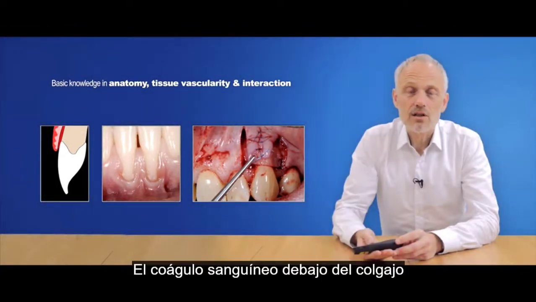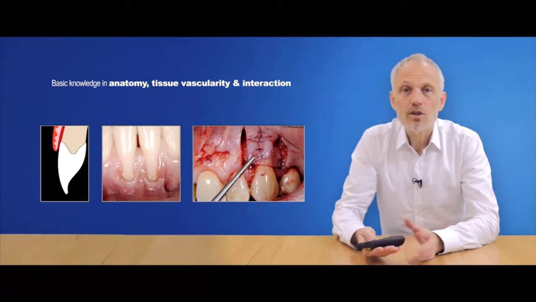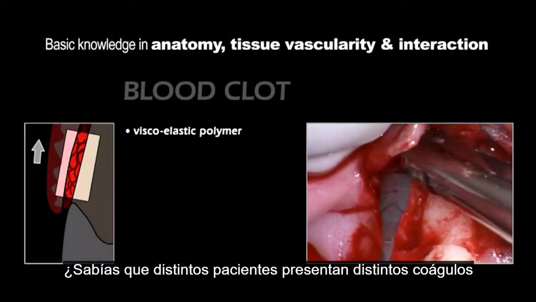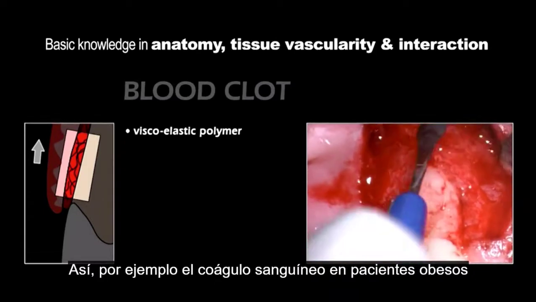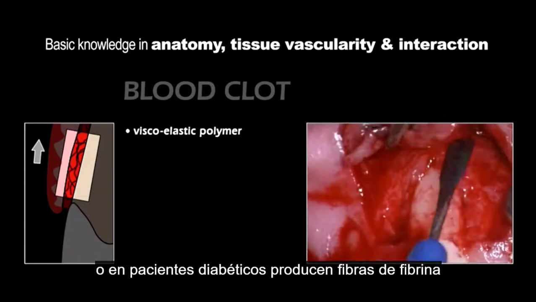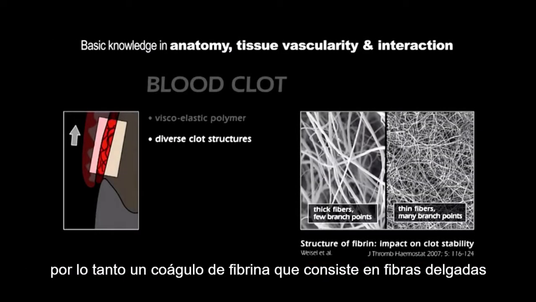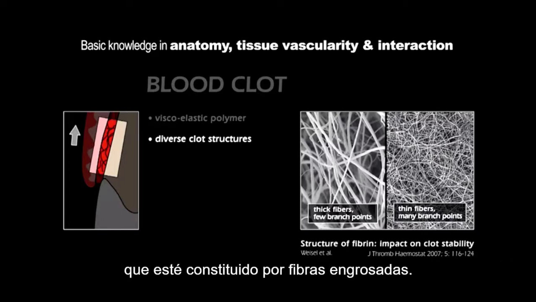The blood clot underneath the flap is the most elastic polymer the human body can perform. But not all of the blood clots are the same. Did you know that different patients have different clots with different behaviors? So for example, the blood clot of obese patients or of diabetic patients produce fibrin fibers that are thicker than in other circumstances. So a fibrin clot that is consisting of thin fibers with many branch points is more elastic than a fibrin clot that consists of thick fibers.